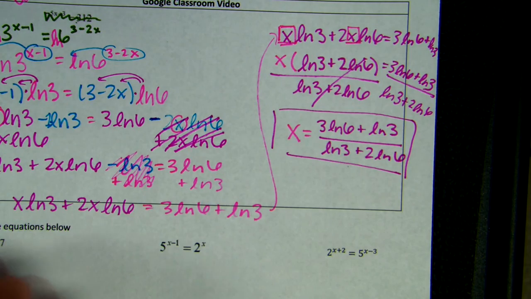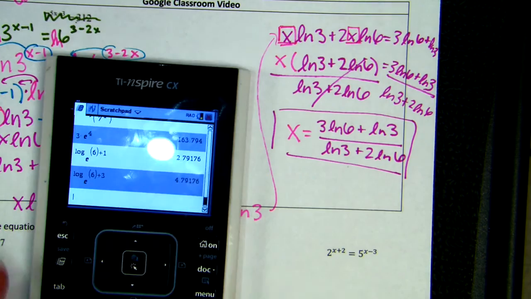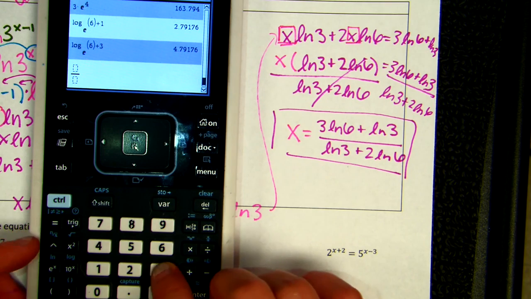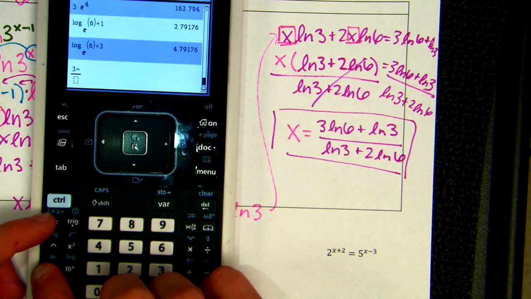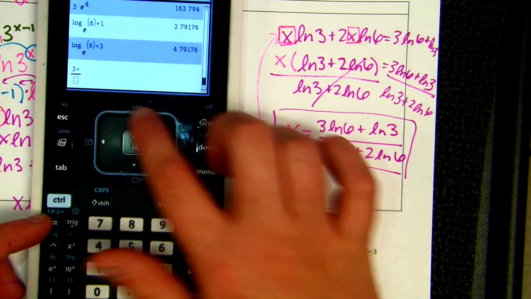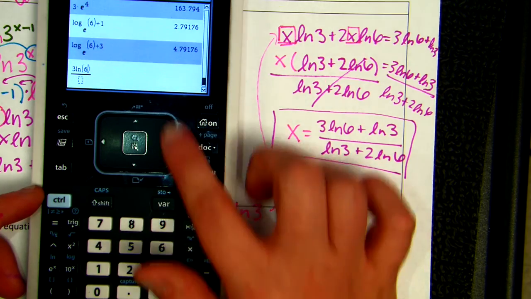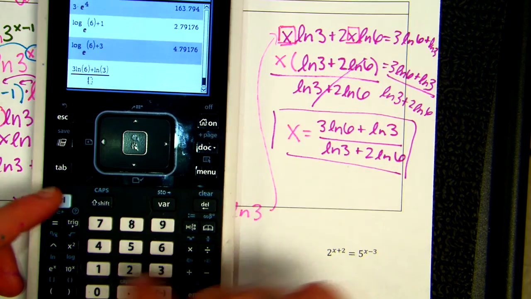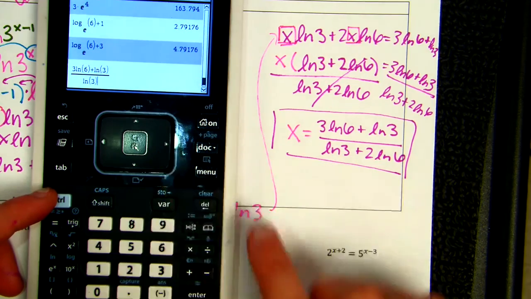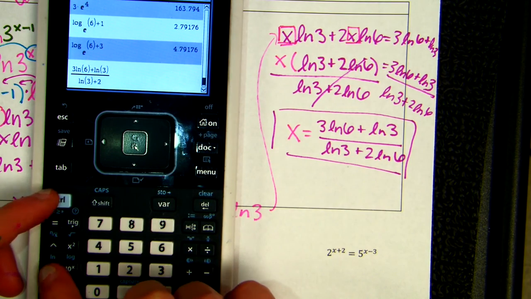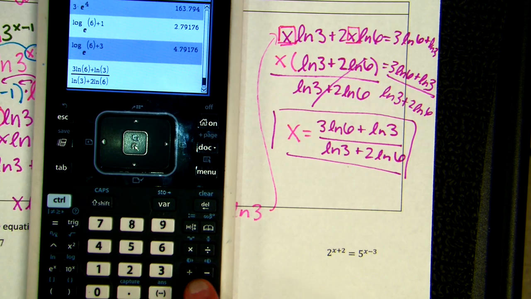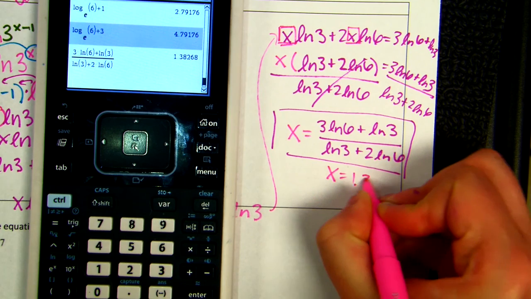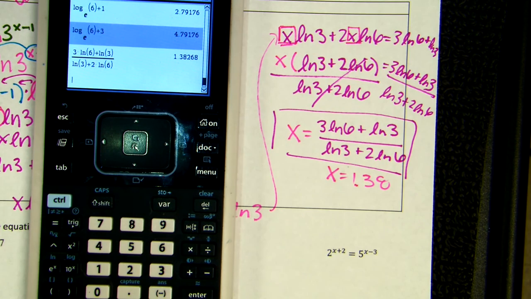If I want to plug this into my calculator, this is kind of a mess, but we're going to do it together. Have it there. 3 natural log of 6 plus natural log of 3 divided by natural log of 3 plus 2 times natural log of 6. That gives me about 1.38. That is also an acceptable answer if you're fast forwarding.